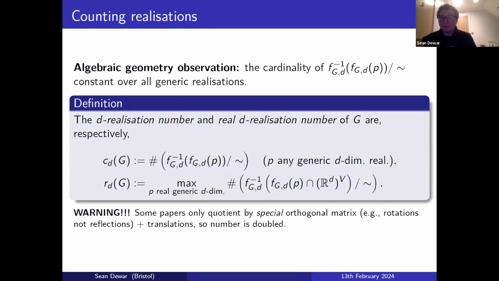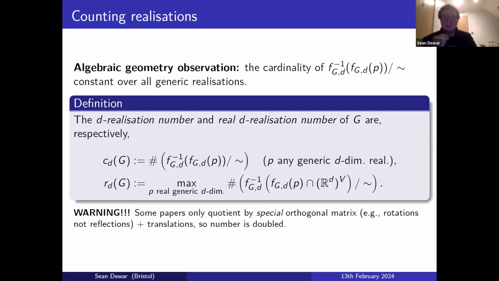Algebraic geometry observation: the cardinality of this configuration space. This is the set of points: if I take my framework (G, p), I take all the other d-dimensional realizations that are equivalent, and I quotient out by isometries. That's what this set is. The cardinality of that set is actually going to be constant over all generic realizations. This is a nice product of algebraic geometry, the fact that the rigidity map is defined by rational polynomials. Okay. So with this in mind, I can define what a realization number of a graph is.